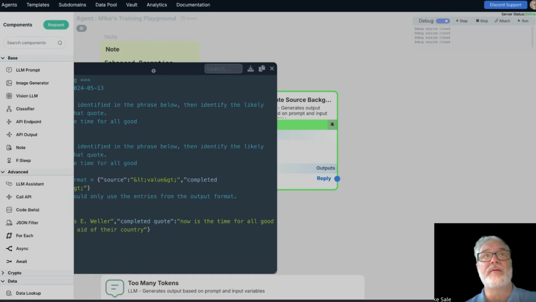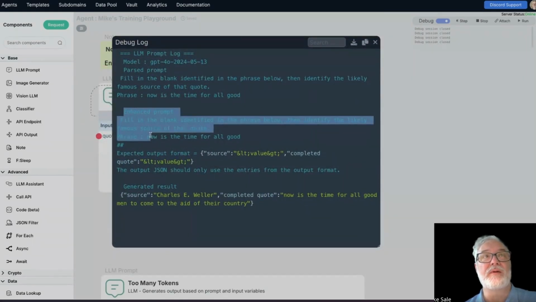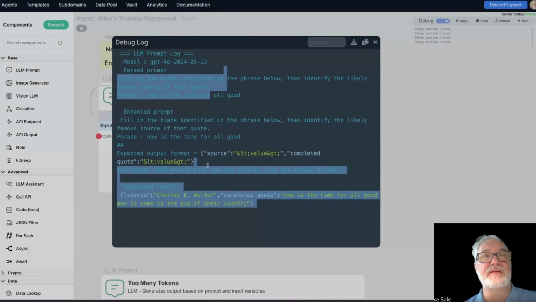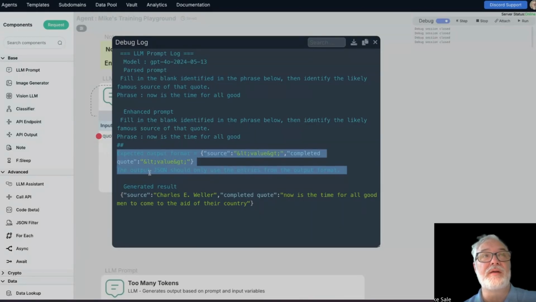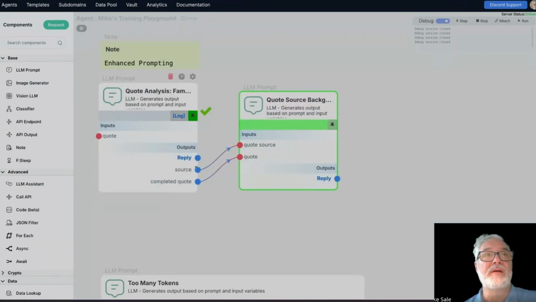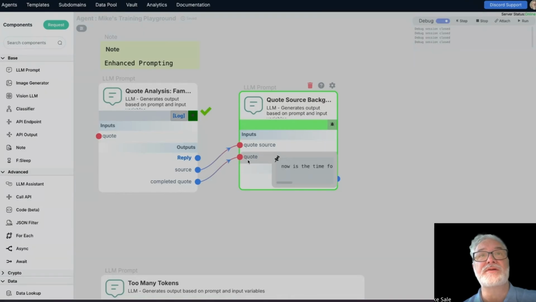Again, I can take a look at the log and see the enhanced prompt. So it took the parsed prompt, which is what I wrote, and then added the enhanced piece, specifically identifying the output, and that the output should be JSON only, and use the entries from the output format. And there's the output generated result that we see when we take a look here. SmythOS enhanced prompting adds powerful capabilities to your LLM interactions. Finally, let's discuss the importance of proper formatting and delimiting in prompts. All right, and then here's the source and here's the quote.